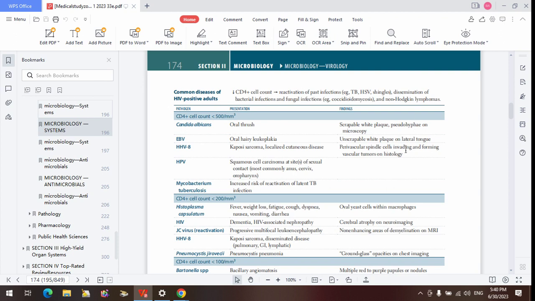So this pseudohyphae, what form of Candida is this? Candida albicans. Is it the mold or the spore form? It's the yeast form. And at what temperature do you see this? Body temperature. So what temperature will we now see?